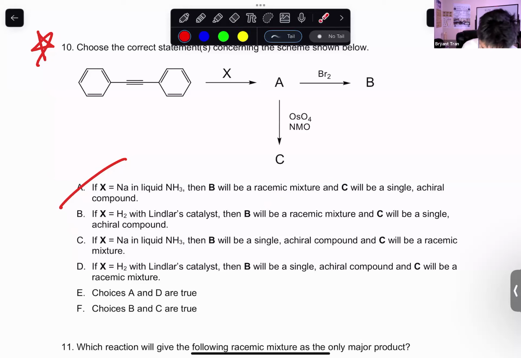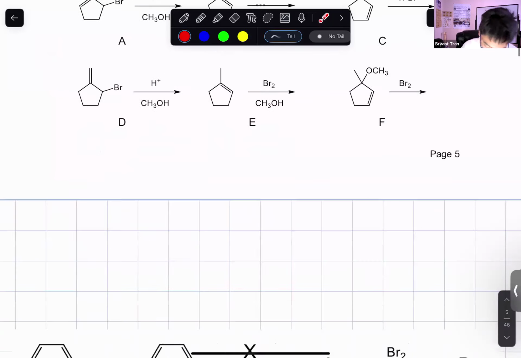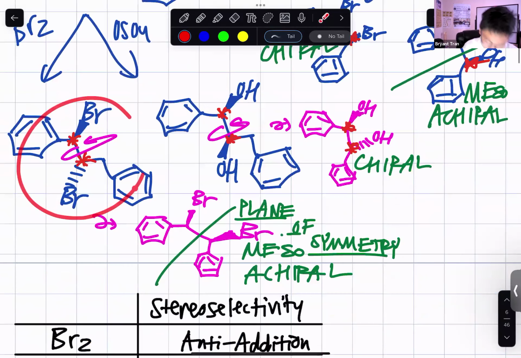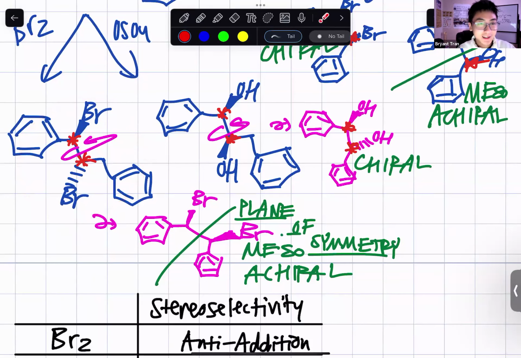Oh, shoot. I'm getting ahead of myself. This is talking about the H2 Lindlar catalyst. It's not talking about sodium in liquid ammonia. I was looking at the same thing here. So that's another thing when you take the exam: make sure to read the answer choices and question carefully, so you don't overlook things and go too fast.